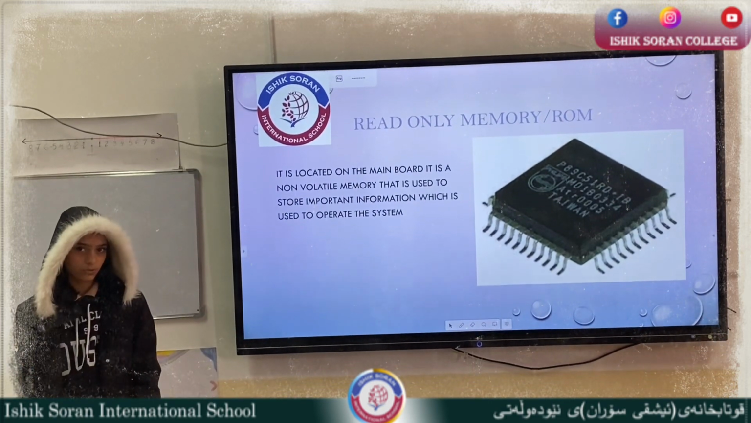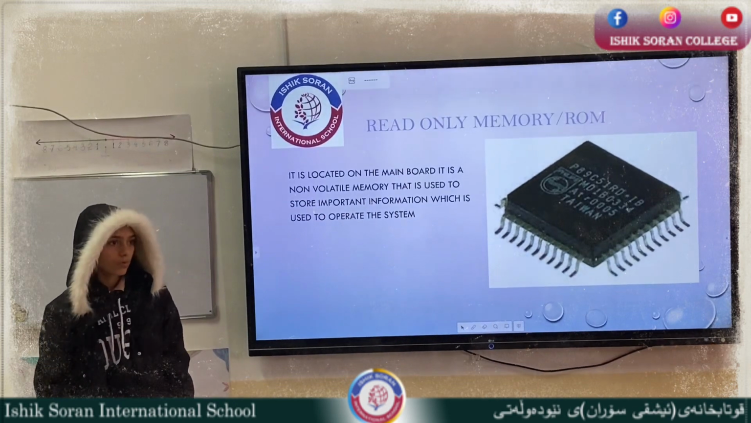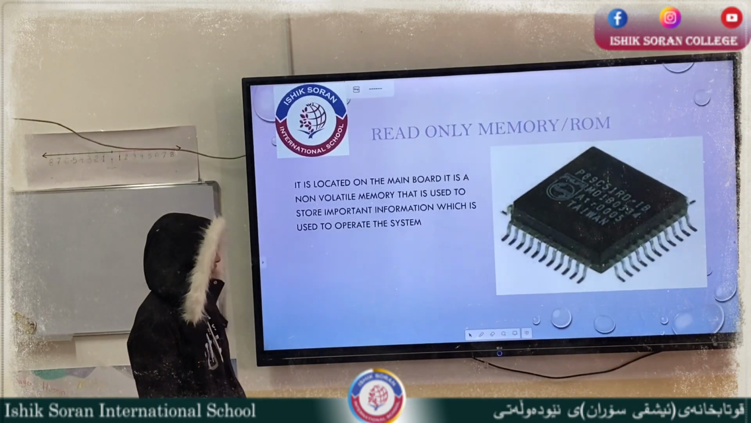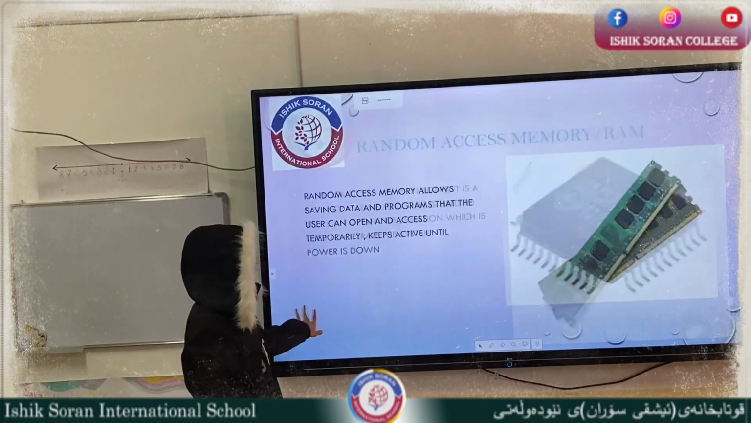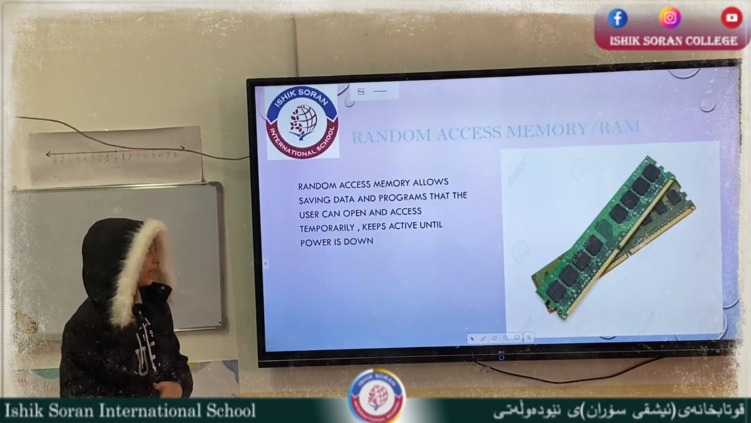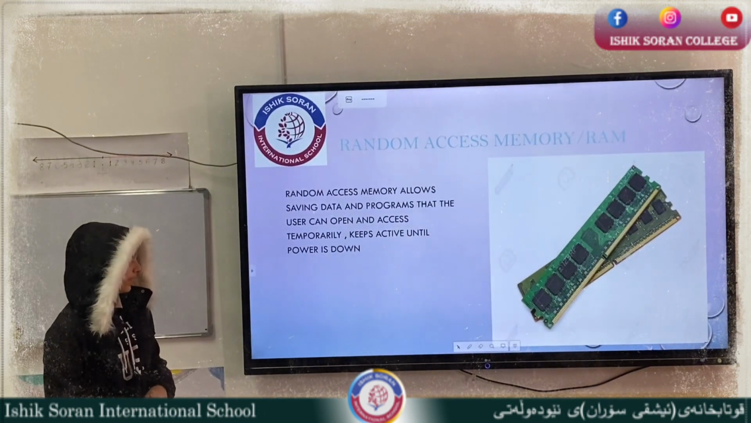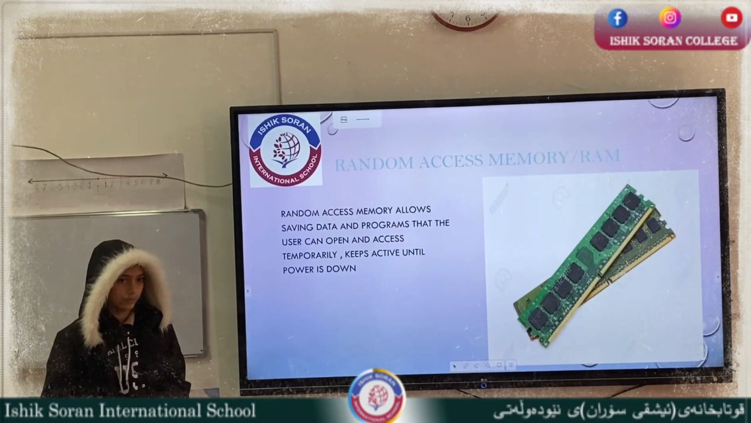Read-only memory, ROM. It is located on the motherboard. It is a non-volatile memory that is used to store important information, which is used to operate the system. And then random access memory, RAM. Random access memory allows saving data and programs that the user can open and access temporarily. Keeps active until power is down.